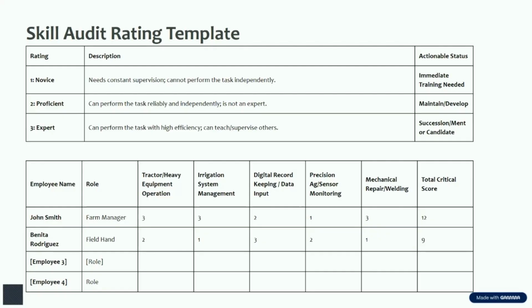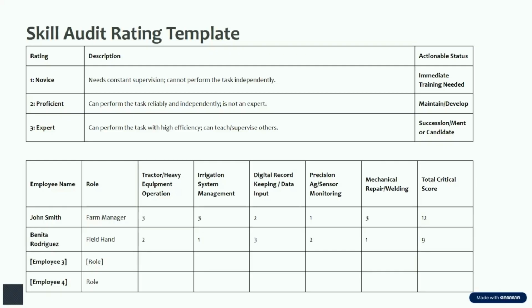Now, the second table is showing the real audit of our farm. We have the first employee, John Smith by name. Those are my own employees, so you can input your own employees. John Smith, according to my own farm, is the farm manager. When it comes to tractor or heavy equipment operation, John Smith has 3. That means he's very good at that. He's an expert, just as we say on the rating table.